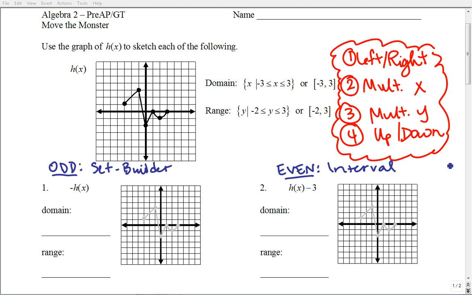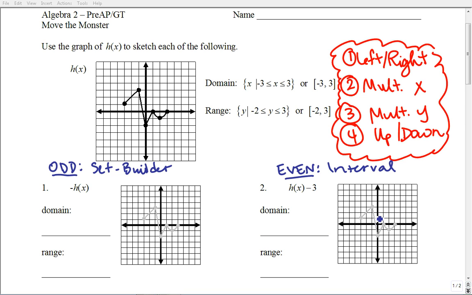Here's a video on Move the Monster. This is just another worksheet of transformations using this little made-up graph, which we're calling the monster. On this worksheet, we are going to be doing domain and range in set builder and interval notation. Set builder is this one on the left, and interval notation is this one on the right. I would like for you to do all of the odd problems in set builder and even problems in interval notation.